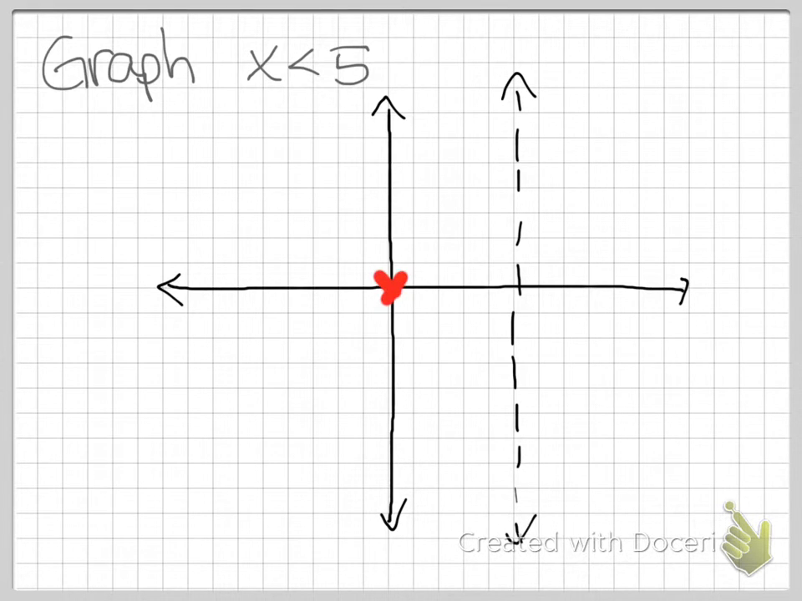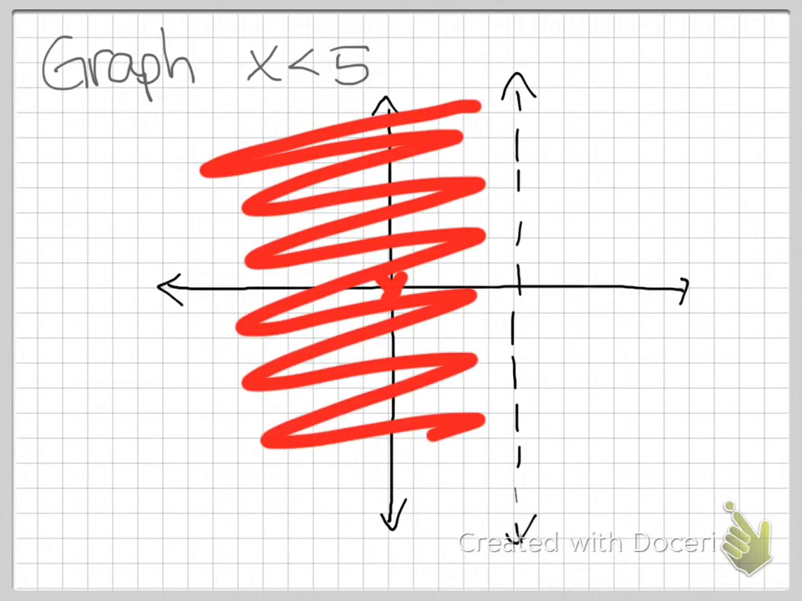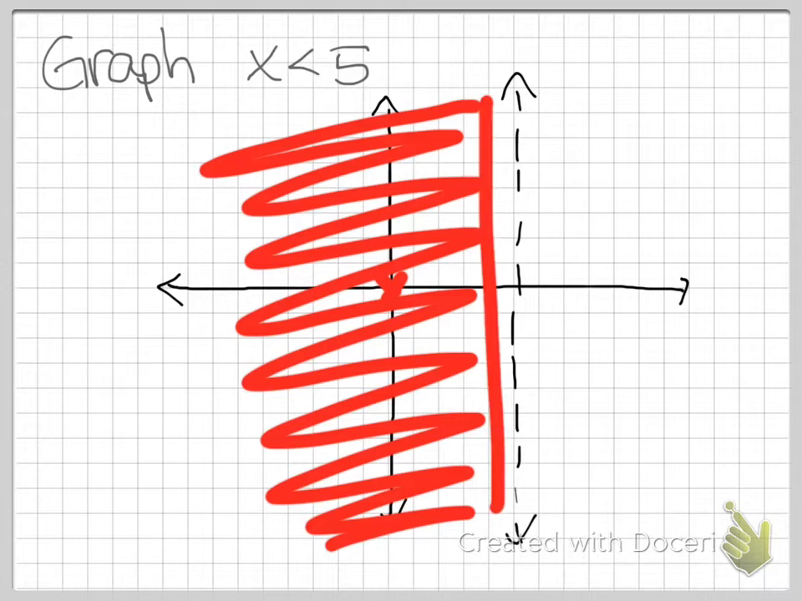0, 0 is the easiest test point to pick. If we plug 0 in for x and 0 in for y, well, there's no y, but we get 0 is less than 5, so we realize that we would shade on the left or less than side of this line. Make sure you're shading the whole half plane on your graph paper.